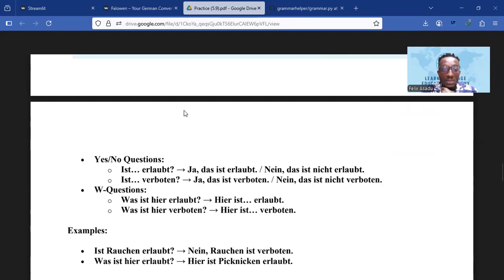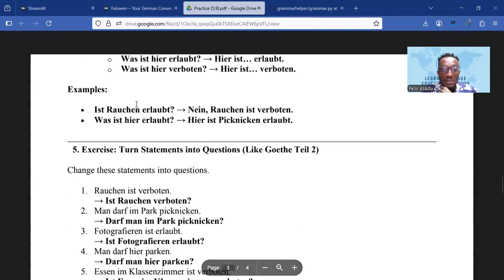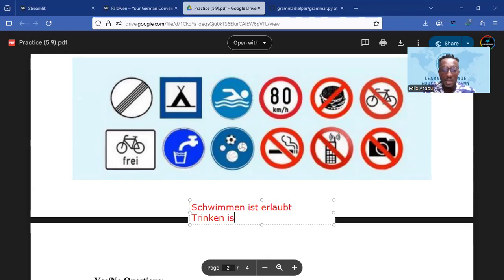So it's like English, right? When you want to say that something is allowed, we just start with the subject and the verb. Maybe eating is allowed, right? Dancing is allowed. Drinking is allowed, right? Same thing with this one. So let's check maybe this one, swimming. If I want to say that swimming is allowed, we just say that swimming is allowed. If I want to say that drinking is allowed, we say that drinking is allowed.